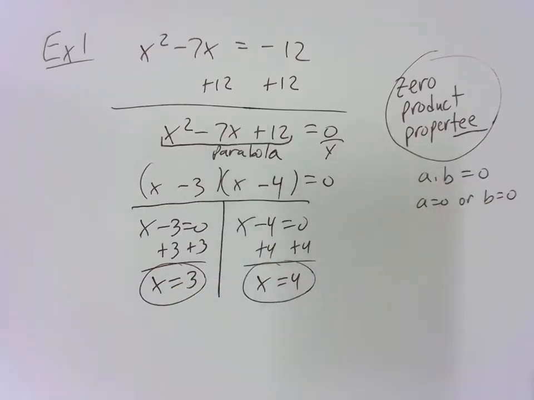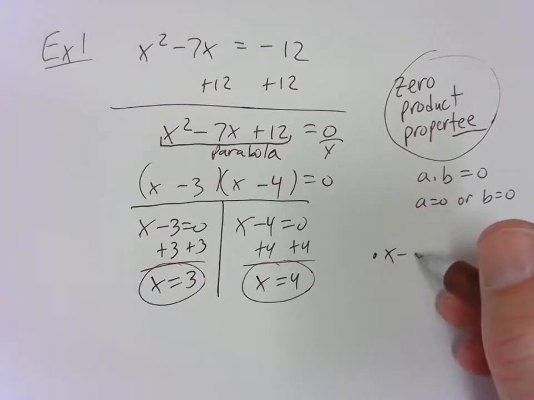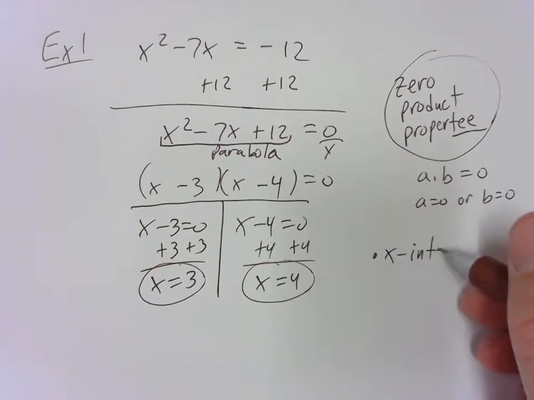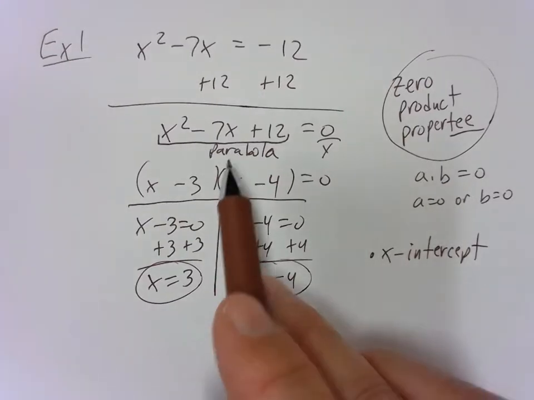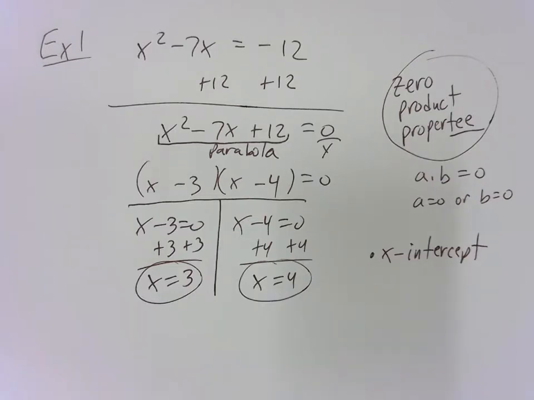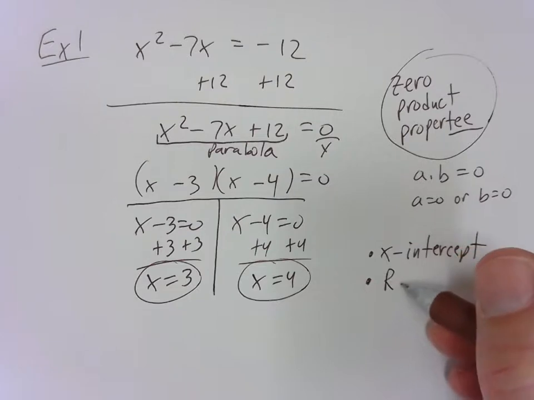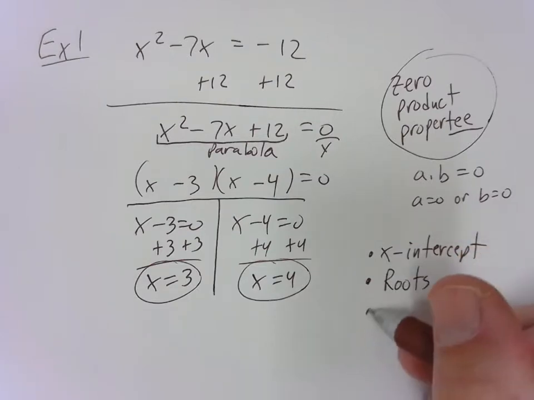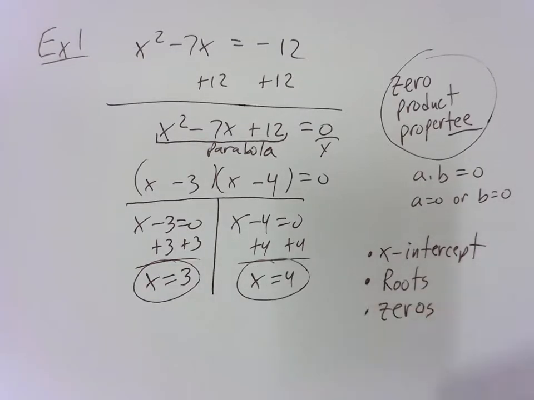So when is a parabola 0? Well, a parabola is 0 when it crosses the x-axis. So it's the x-intercept of the parabola. When the parabola is equal to 0, it's where it crosses the x-axis, the numbers that make the output of the function 0. And we also call this the roots, or the zeros of the function. So that's what these are. Now let's prove that to ourselves.